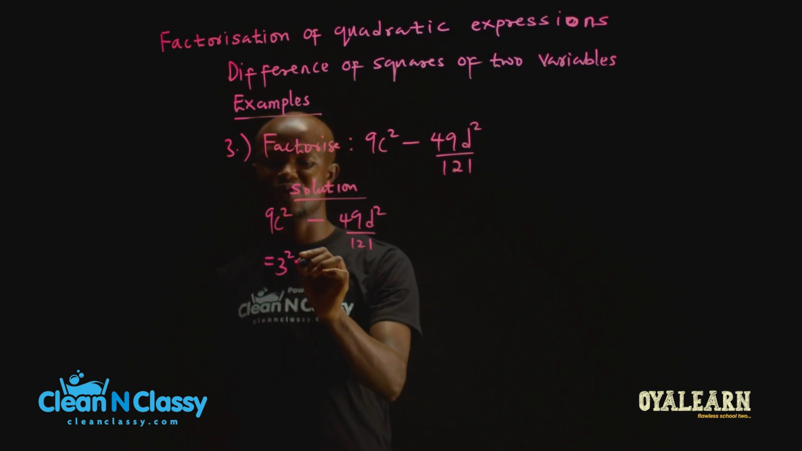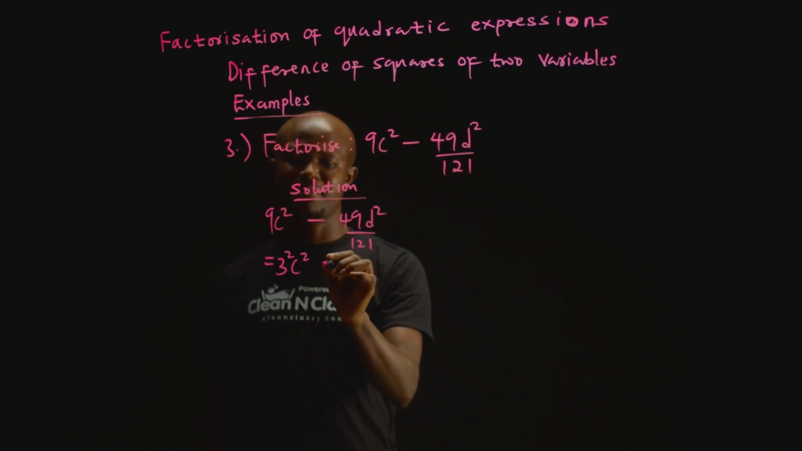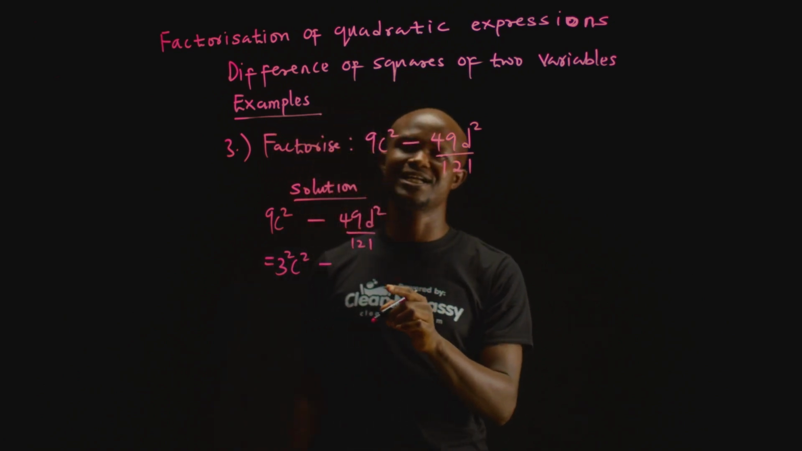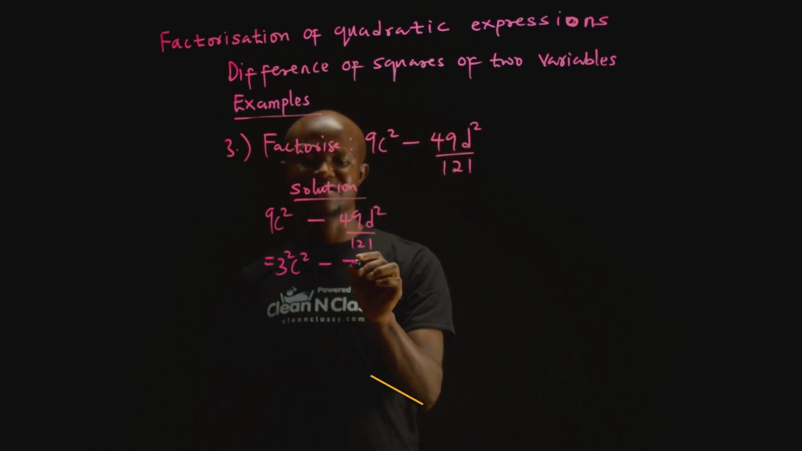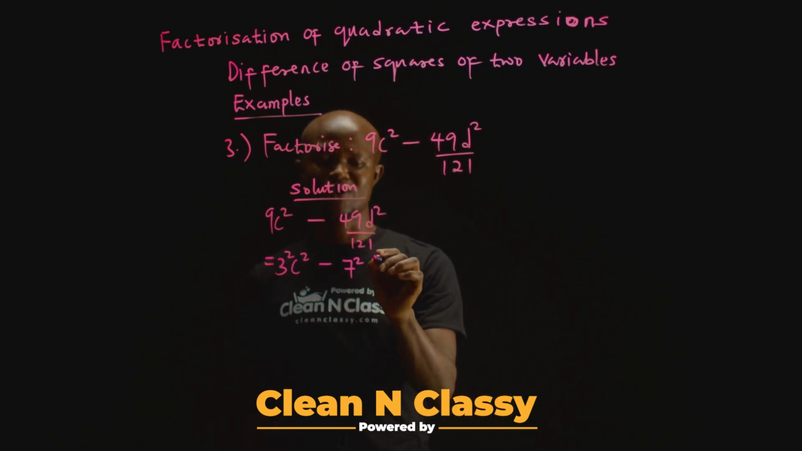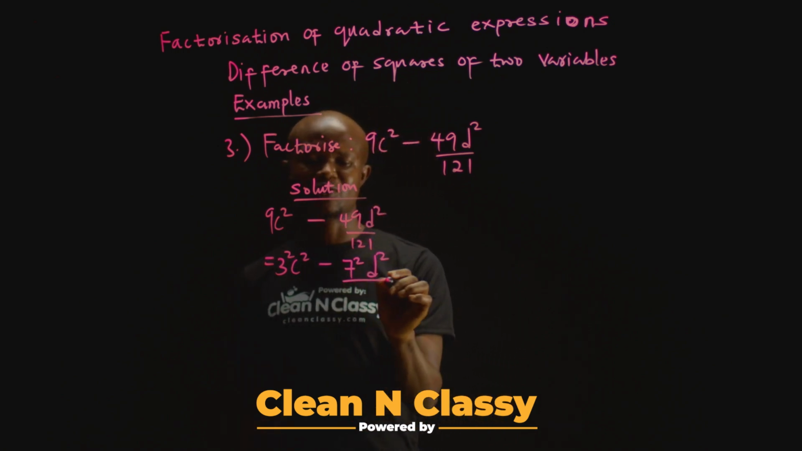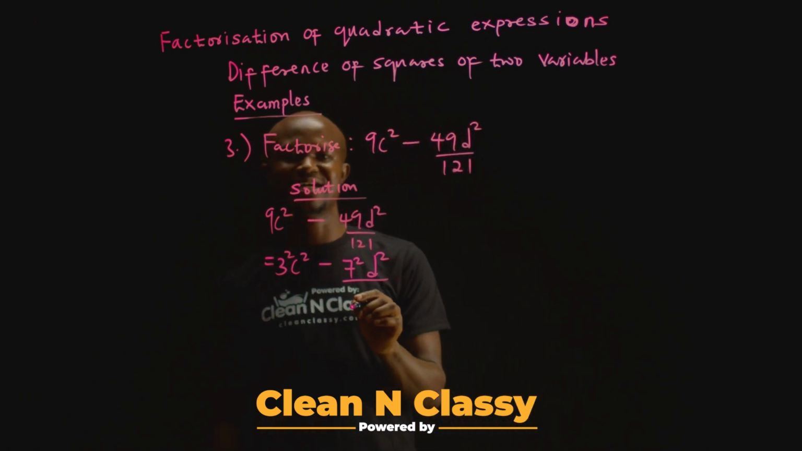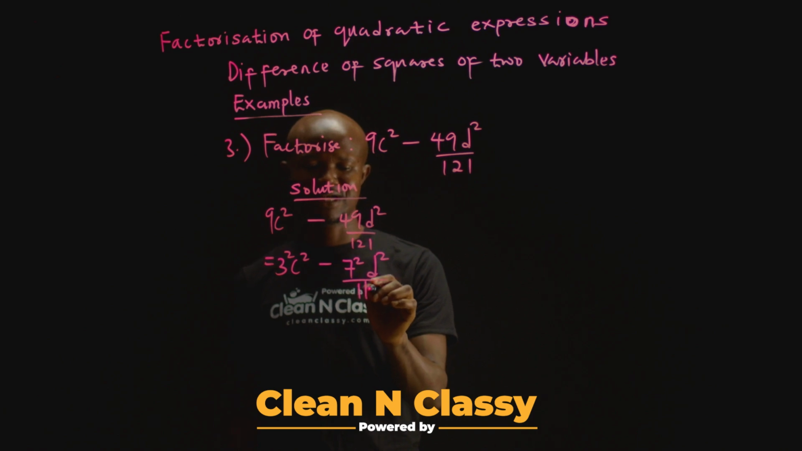So we have 3 squared c squared here, minus, and we can write 49 as what? 7 squared. That is 7 times 7. So we have 7 squared d squared. And we can also write 121 as what? 11 times 11, which is what? 11 squared.